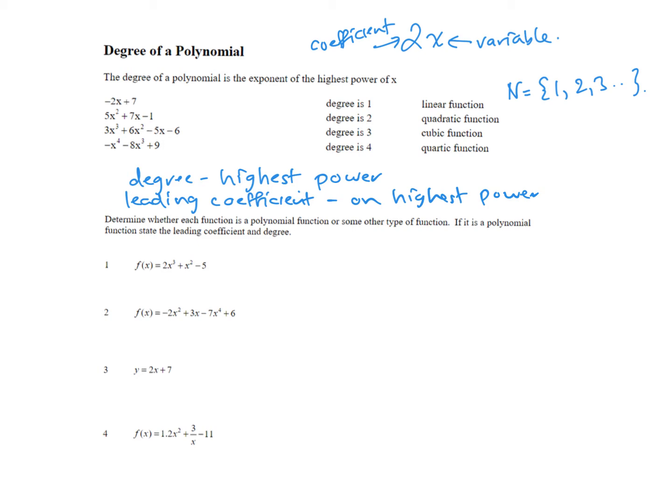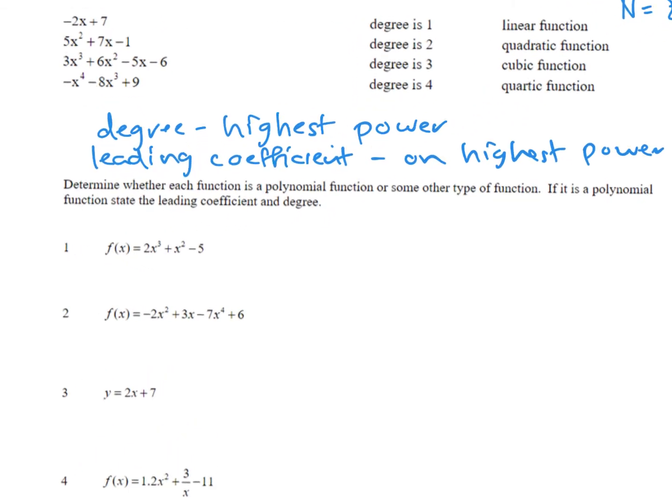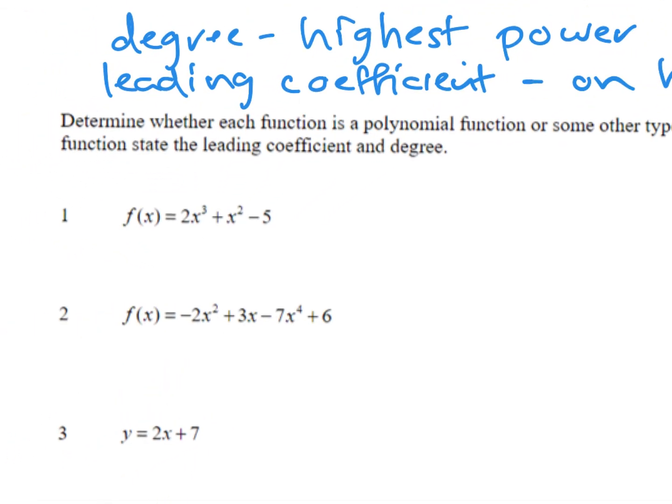So when we are defining a polynomial, we're looking for all terms to have whole positive exponents, and we're looking for the degree. So this one fits the definition of a polynomial because I see all my exponents are whole positive numbers. The degree is 3, that is the highest exponent, and the leading coefficient would be the coefficient on that degree or that highest exponent, which would be 2.